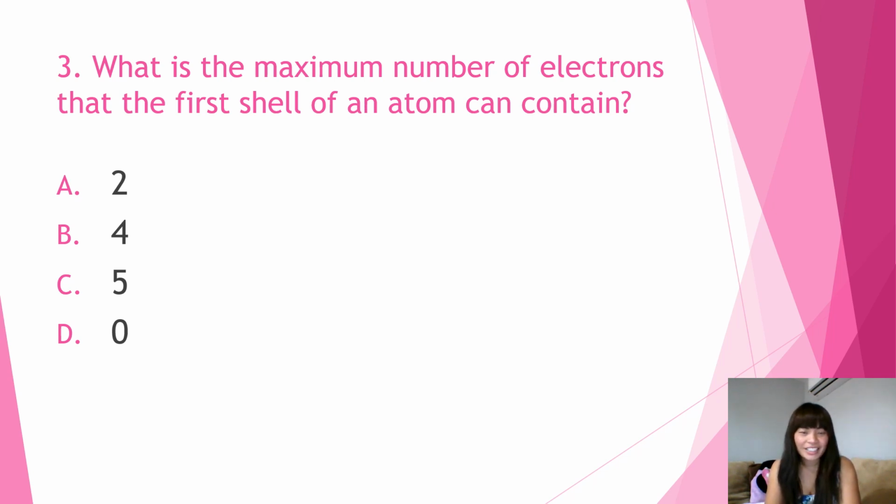Okay, are you ready? So the answer to this is 2, or letter A. There are only 2 electrons in the first shell of an atom. Shells can also be called energy levels, and the first shell is the energy level closest to the nucleus or center of an atom. It is the lowest energy level and can only hold 2 electrons. Okay, next.